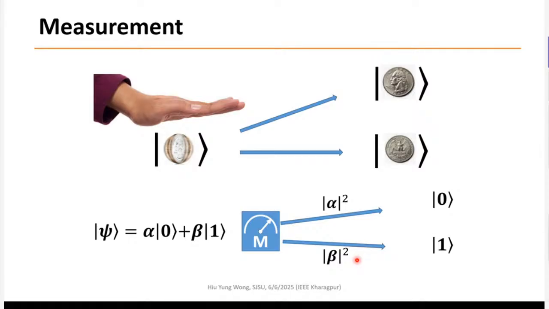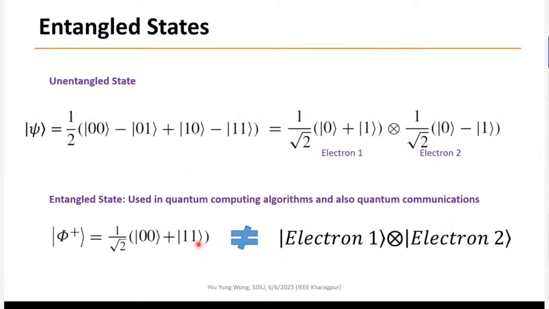So from here, you see that quantum computing has a lot of information contained in this alpha and beta, but we cannot get it easily. So that is another property of quantum computing. A quantum computer is also special not just because of superposition, but also because it has entangled states.